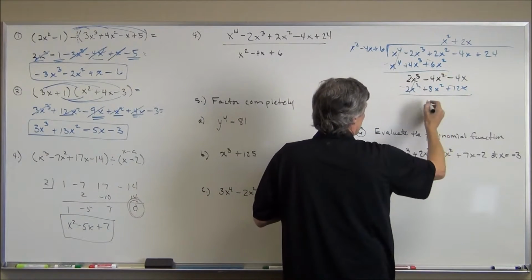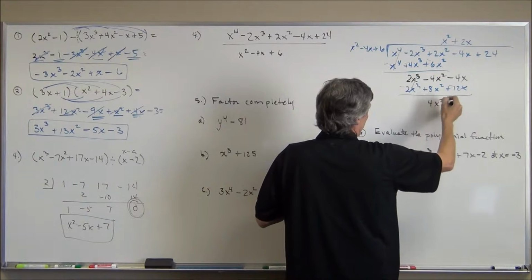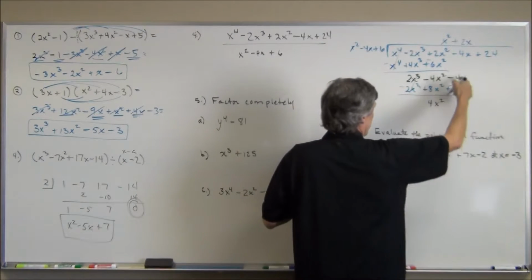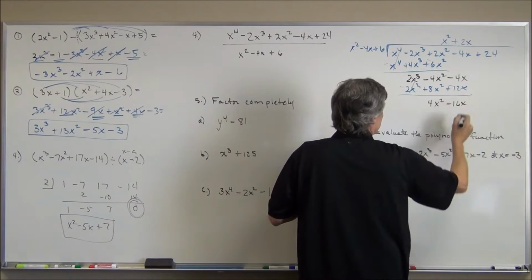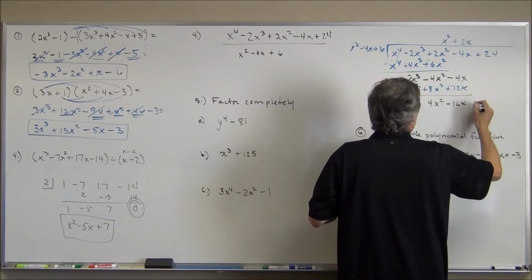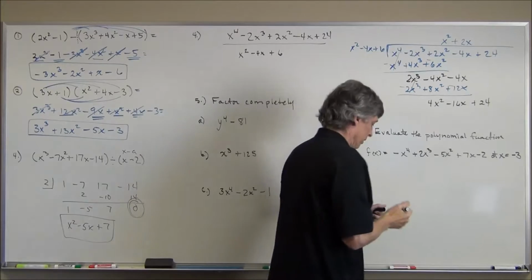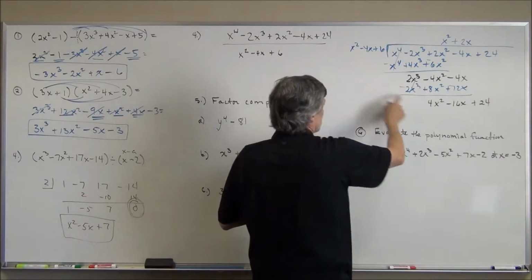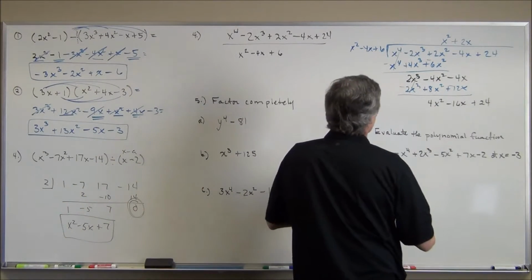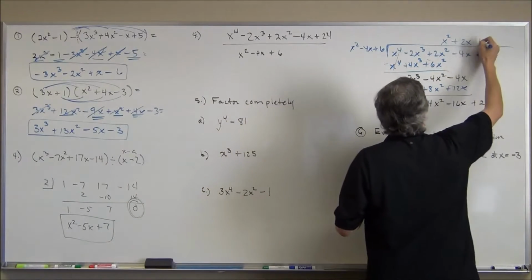Those cancel. Looks like I get a positive 4x squared, a negative 4 and a positive 8, and it looks like minus 16x. All right, bring down the next term. It's a plus 24, and one more time. Here we go. What times x squared gives me 4x squared? Well, in this case, it would be a positive 4. So I put a plus 4 there.